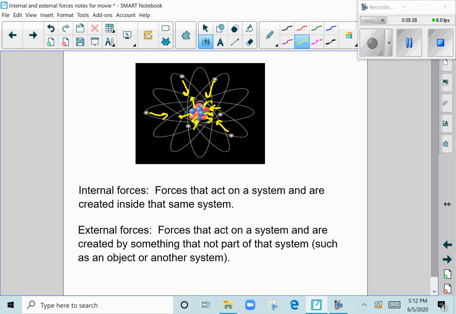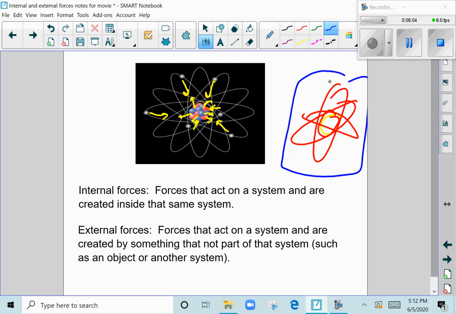the system. So the force of gravity that the Earth is pulling on this entire atom is an external force because the Earth is not part of my nucleus nor my electron cloud. If I have some other atom off to the side, and this atom is exerting some electrical force on this atom, causing some kind of bonding, then that would be an external force because this atom here is not part of this atom system.